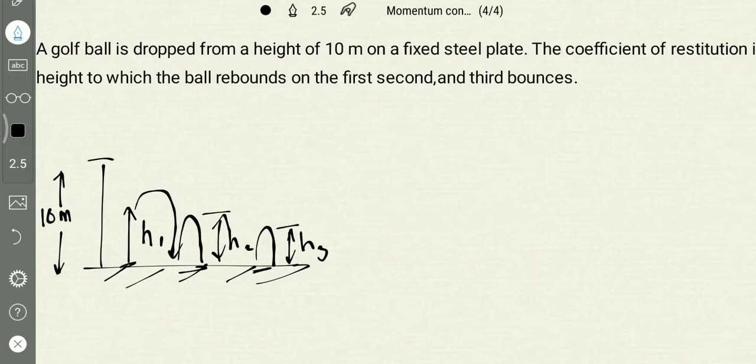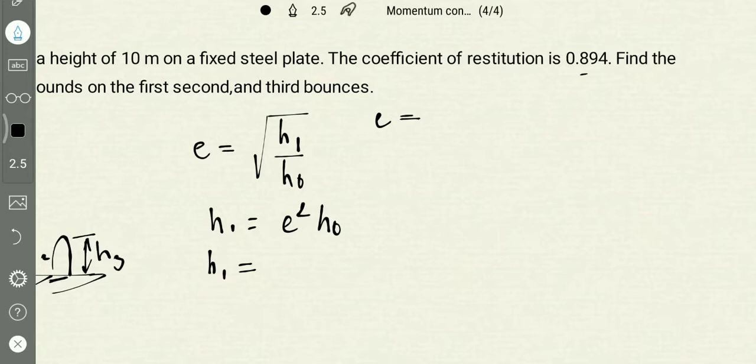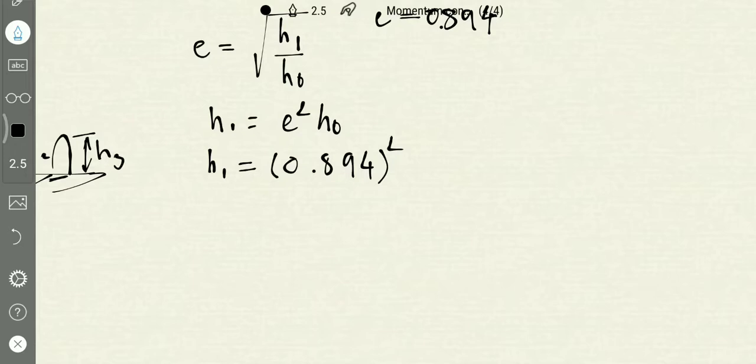Firstly, we know E is equal to under root H1 by H0, right? This is the formula, and we need to get the answer from this. Squaring on both sides and multiplying H0 with E square, H1 is equal to E square into H0. What is the coefficient of restitution? E is equal to 0.894. So it is 0.894 square into what is the initial height? It is 10. We get H1 as 7.992 meters.